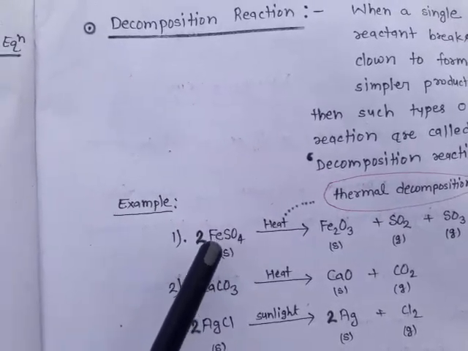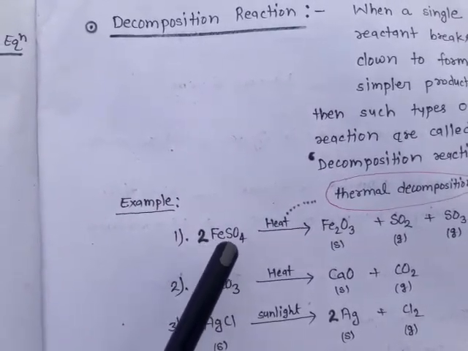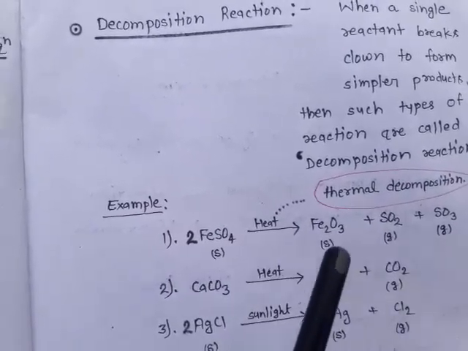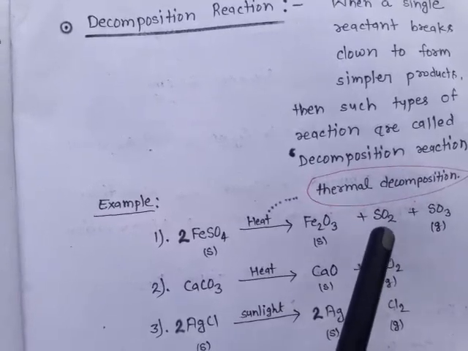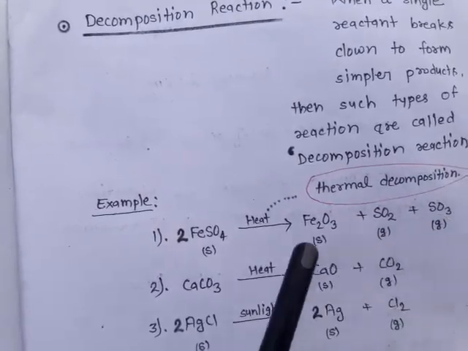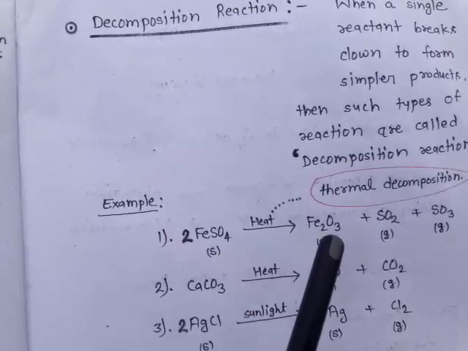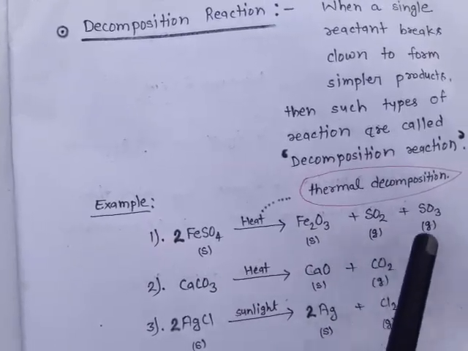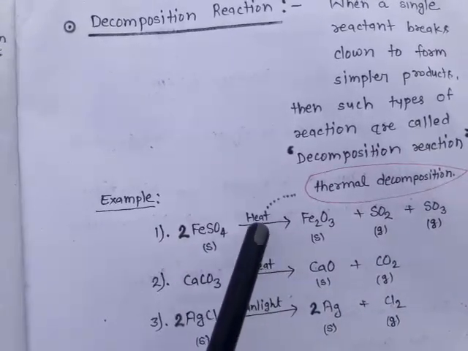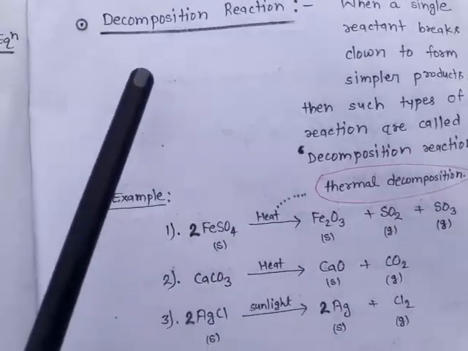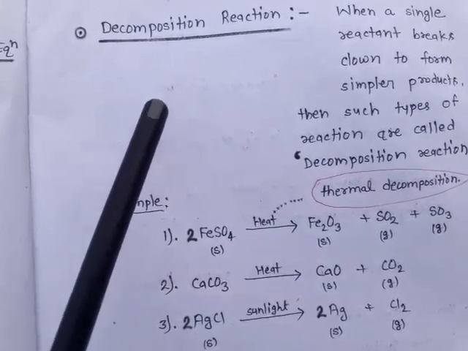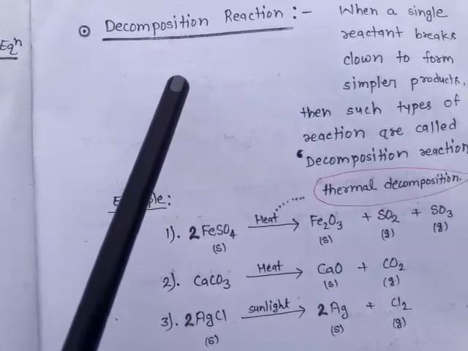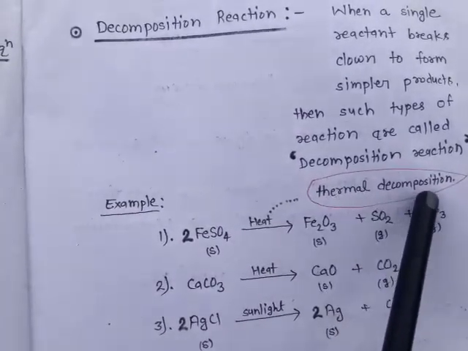Now here are decomposition reaction examples. The first example is when ferrous sulfate is heated, it decomposes into three products: ferric oxide, sulfur dioxide, and sulfur trioxide. Here ferrous sulfate is in solid state, ferric oxide is in solid state, and sulfur dioxide and sulfur trioxide are both in gaseous state. Also note that if heat is applied in a decomposition reaction, then that decomposition reaction is known as a thermal decomposition reaction.